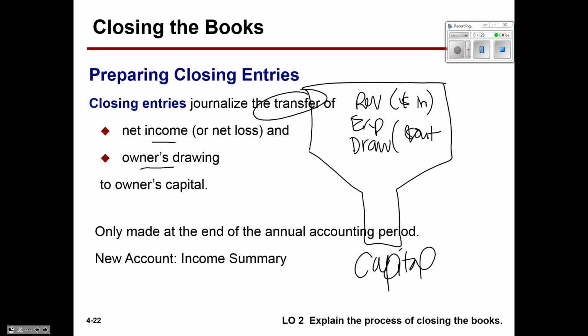The owner gets to keep all the revenue and has to absorb revenue, expenses and drawing. And all of it gets funneled into capital, the overall worth. So if I had to put 2018 on top of this, we get it all to capital, and then we box it up and say, we're done with you. We're going to start now a new year with zero balances.